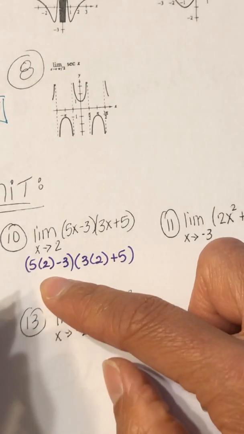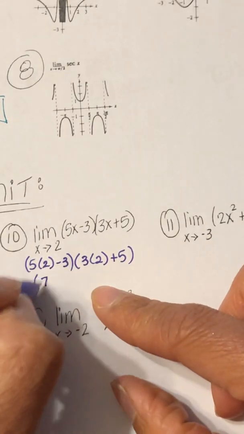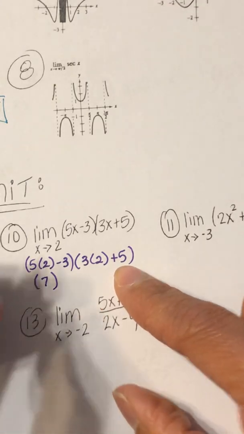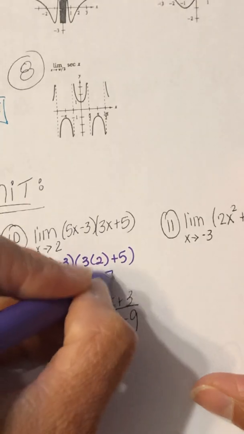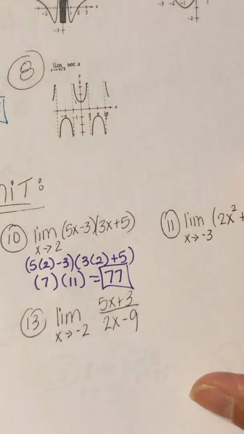So 5 times 2 is 10. 10 minus 3 is 7. 3 times 2 is 6. 6 plus 5 is 11. 7 times 11 is 77. So the limit is 77.